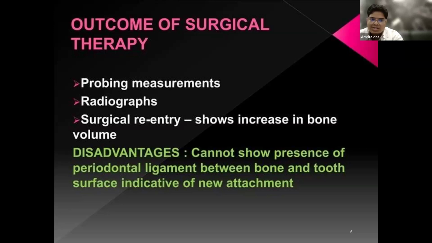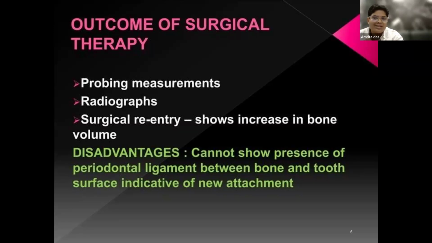Disadvantages of the surgical therapy, or the disadvantages of these methods, are that it cannot show the presence of periodontal ligament between bone and tooth surface indicative of new attachment. It will not show the presence of periodontal ligament between the bone and the tooth surface indicative of new attachment. We cannot calculate new attachment through only probing measurements.